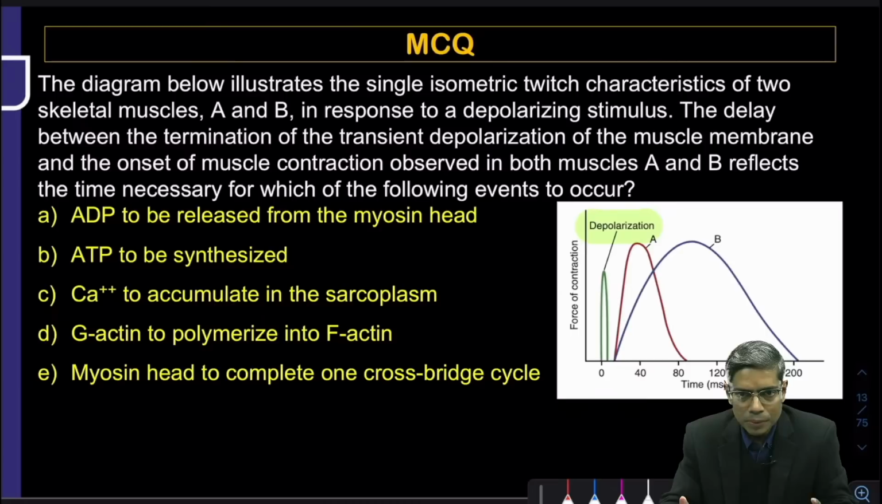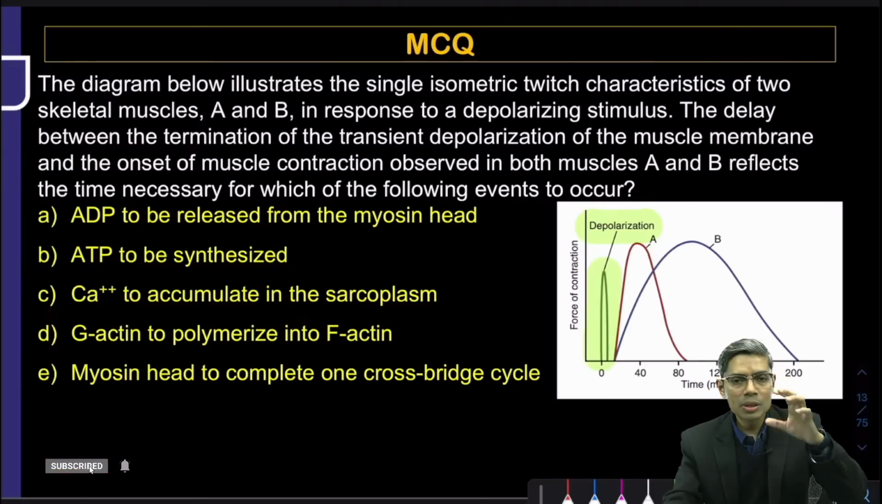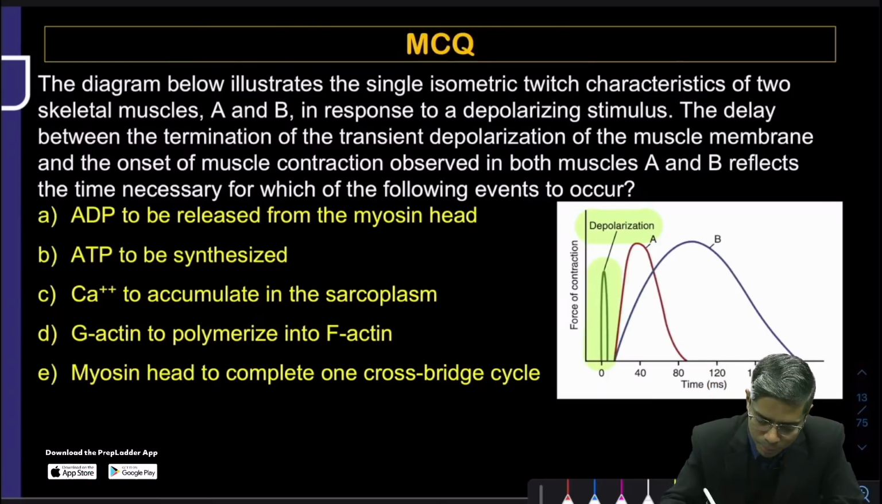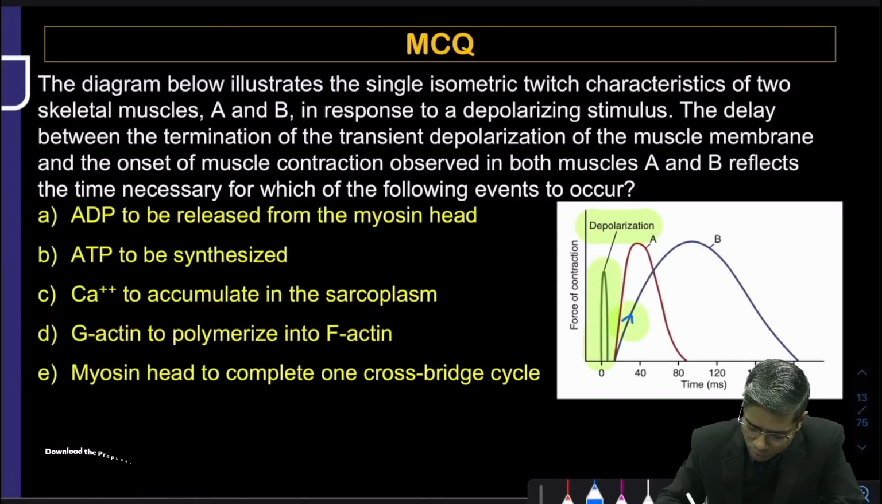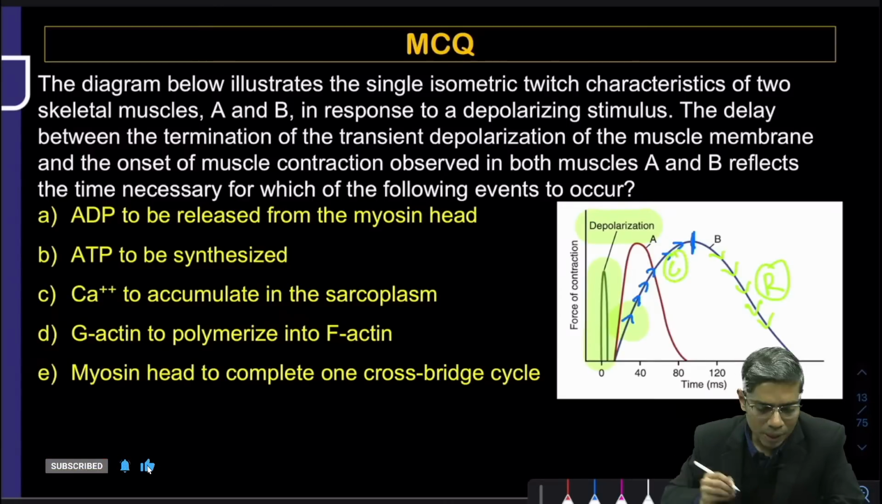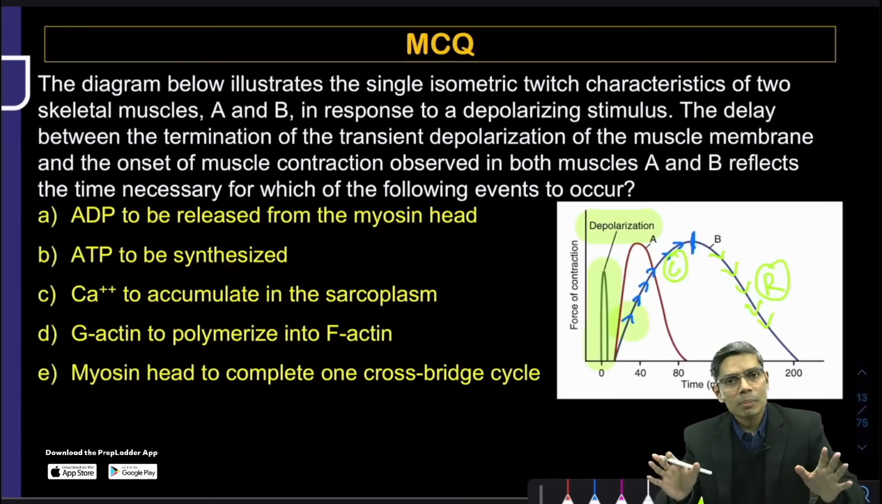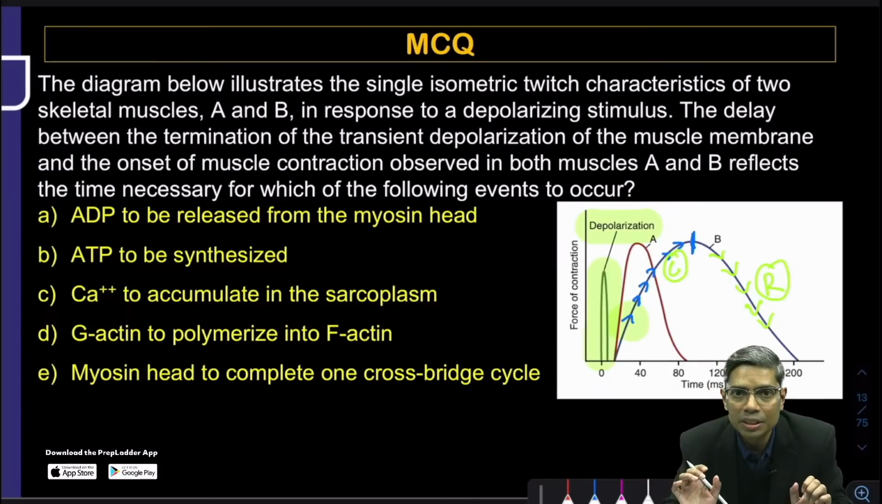So first of all, look at this. The first, this green color curve, is the depolarization. Depolarization means suppose you are generating one action potential on the muscle membrane. What will happen? The muscle will contract and relax. So this blue color and red color curve both indicate that there is a contraction. The contraction is going on here, followed by, after the end of contraction, a relaxation. This is the relaxation part, and this upper part is the contraction part. Okay, hold on, I will tell you the answer. So A and B both are muscle contraction and relaxation.